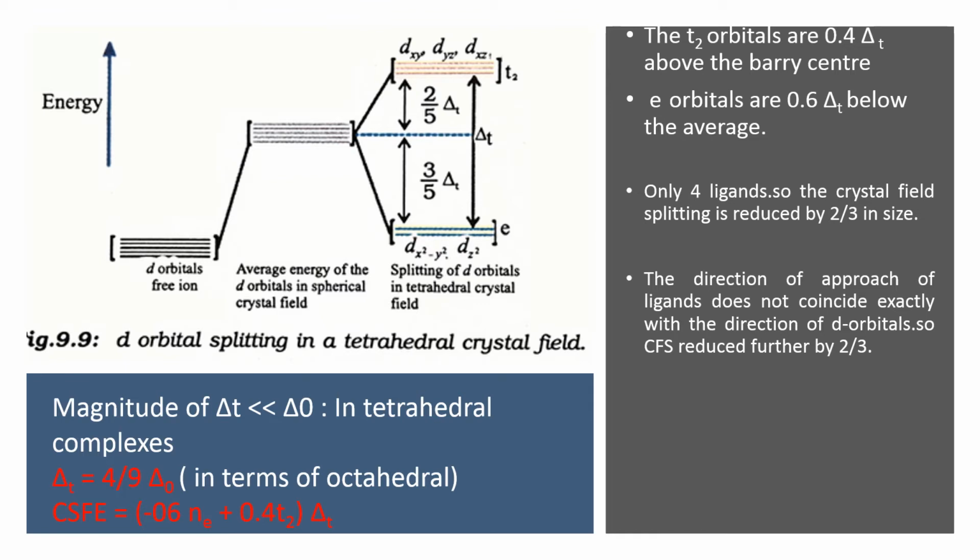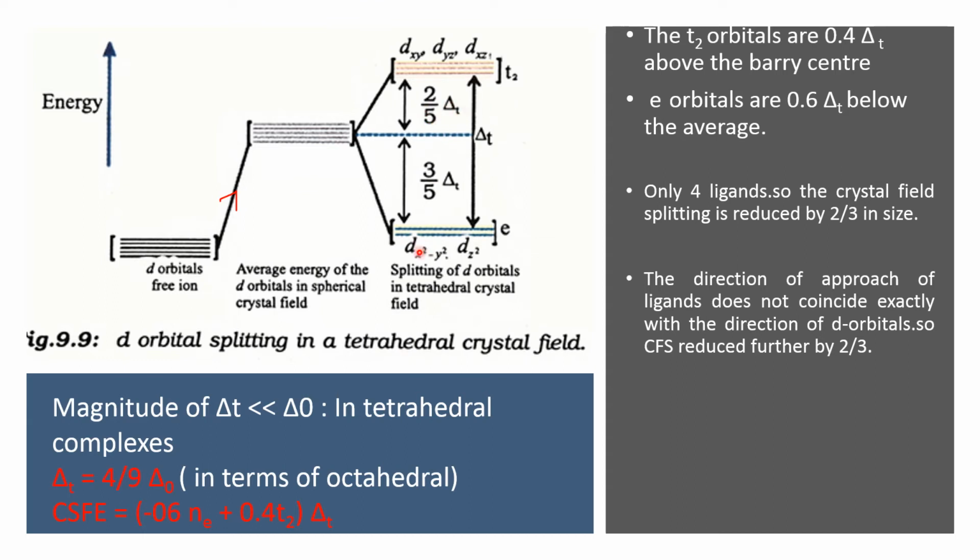Now the present slide shows the splitting of tetrahedral complexes. Imagine the four ligands are surrounding the metal atom at the alternate corners of the cube. When the ligands are approaching nearer and nearer, initially all the d orbitals will experience a spherical crystal field, so all the d orbitals will rise in energy uniformly. Later, when the ligands come nearer, the T2 orbitals, which are nearer to the ligands, will face more interaction and are raised in energy by 2/5 delta T.